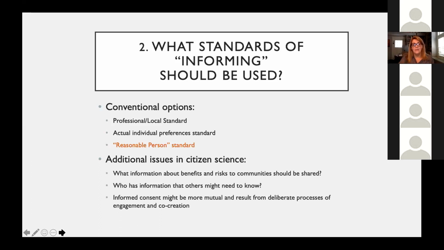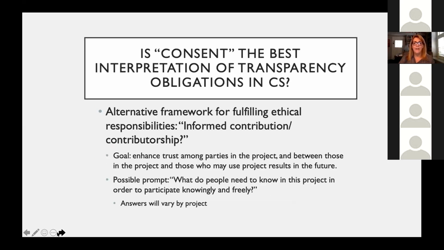But there are additional issues in citizen science, such as what information about benefits and risks to communities should be shared when we're giving information. Which party has information that other people might want to know, right? If you're doing informed consent in citizen science, it's not clear always who has the consenting power and who should consent to the research being proposed. So informed consent in citizen science might be much more mutual and result from a deliberate process of engagement and co-creation.